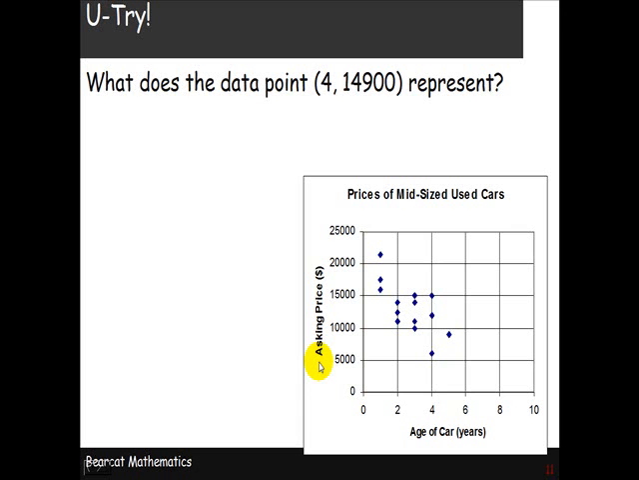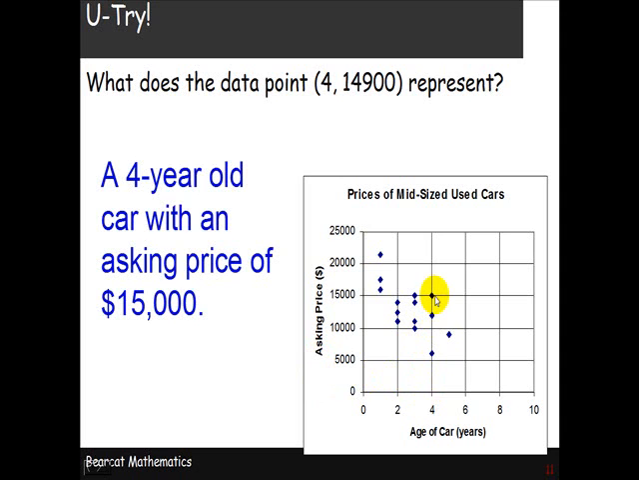What does the point 14,900 mean? I think that might be this one. What does that point represent? If you said it's a 4-year-old car with an asking price of approximately $15,000, then you were right.